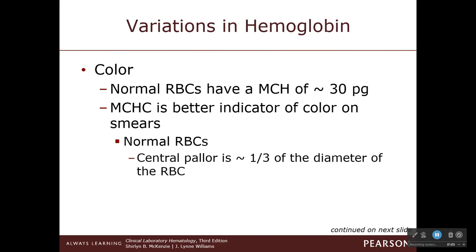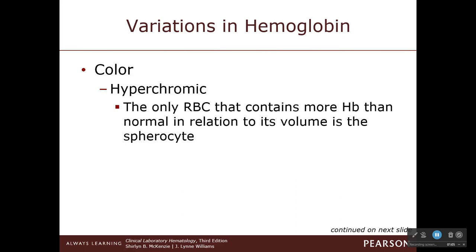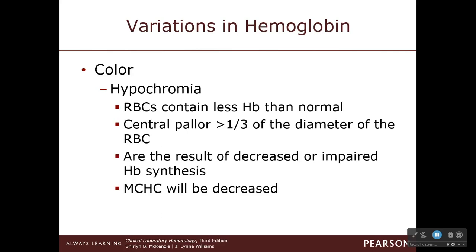So color is a big thing. We've already talked about color. So we know we have hypochromia and hyperchromia. So normal RBCs, we talked about that central pallor being about 1/3 of the diameter of the RBC. We've already mentioned hyperchromia. We don't use that term because then we just call it spherocytes, okay? But we do use hypochromia, all right? Hypochromia is when there's greater than 1/3 central pallor. So we're looking at washed out cells.